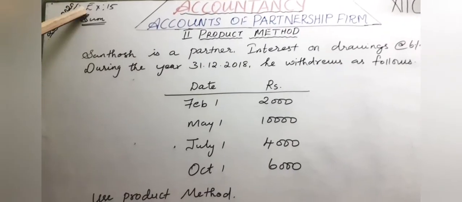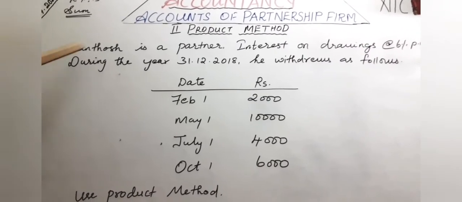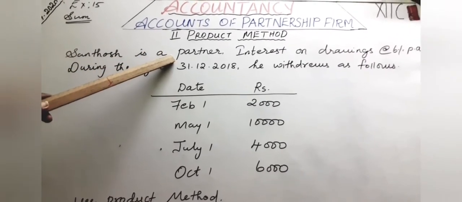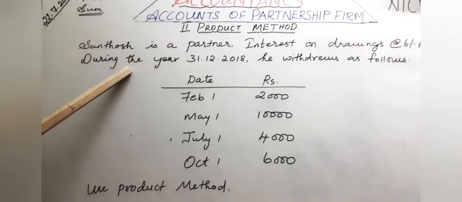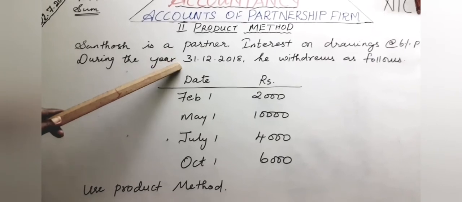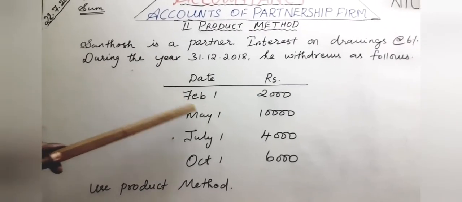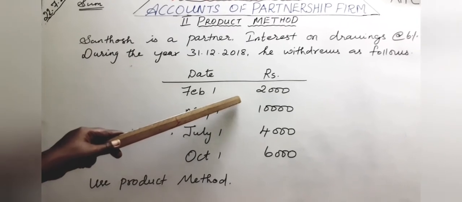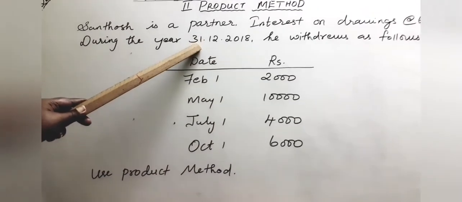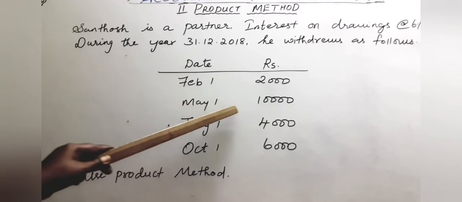Students, exercise 15, question goes like this. Santosh is a partner. Interest on drawing is 6% per annum for the year ending 31/12/2018. His withdrawal is as follows. See, date is given. February 1st he is drawing 2,000 rupees and this 2,000 rupees is used till 31st December 2018. Next, May 1st he is drawing 10,000 rupees.